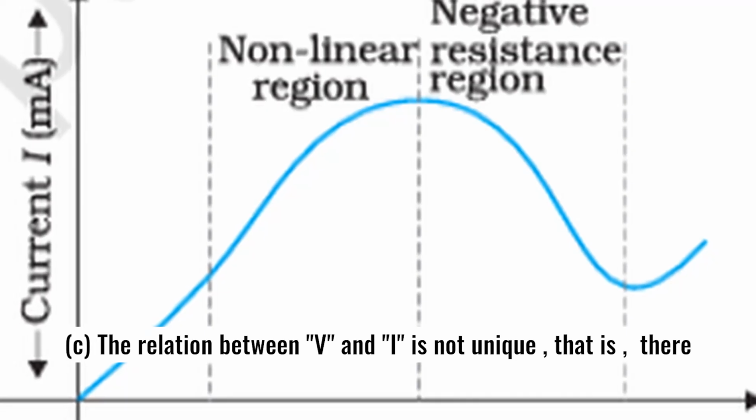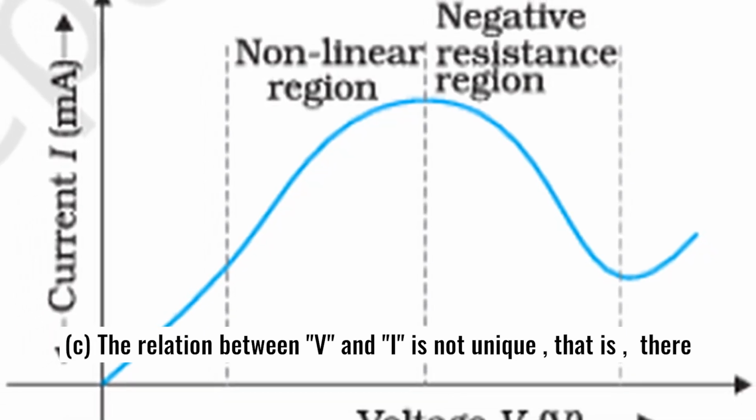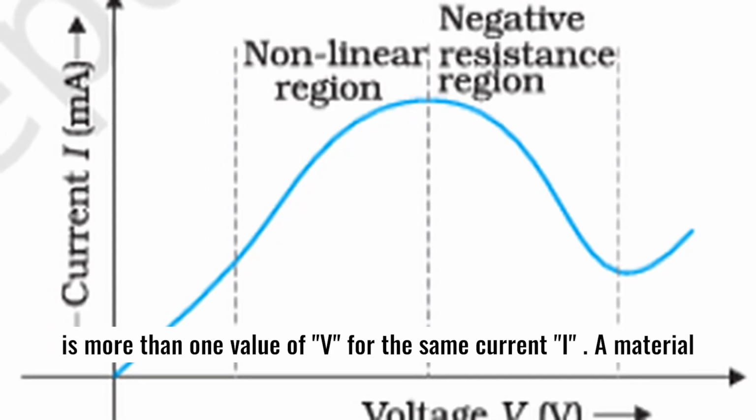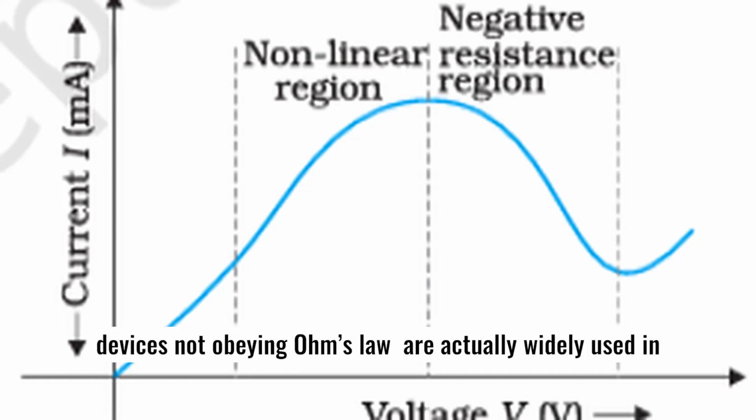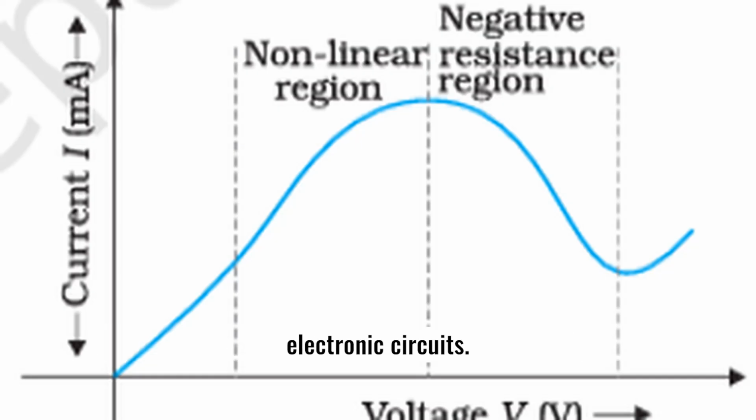C. The relation between V and I is not unique. That is, there is more than one value of V for the same current I. A material exhibiting such behavior is gallium arsenide. Materials and devices not obeying Ohm's law are actually widely used in electronic circuits.